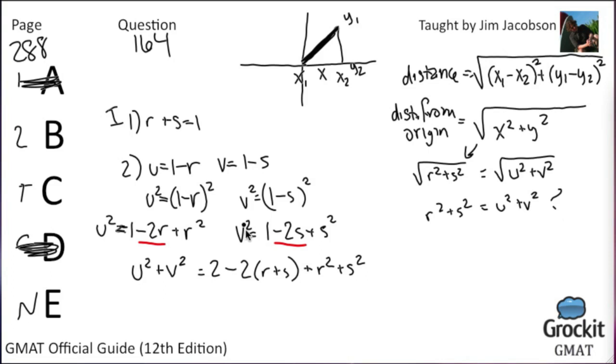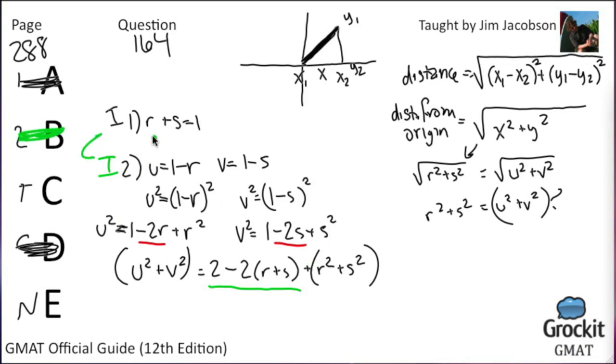And figuring this out actually gets us close, and that's how we knew we were on the right track: we have u squared plus v squared on the one side, and we have r squared plus s squared on the other side. But we still don't know what the value of this junk in the middle is. So statement 2 on its own isn't going to be sufficient because we don't know the values of r plus s. Statement 2 is insufficient. It's not answer choice B.